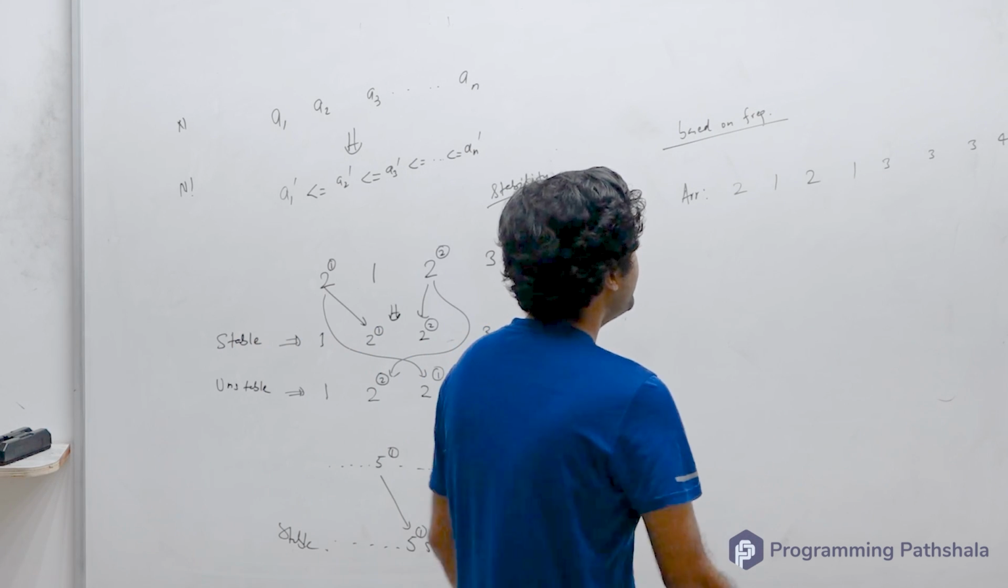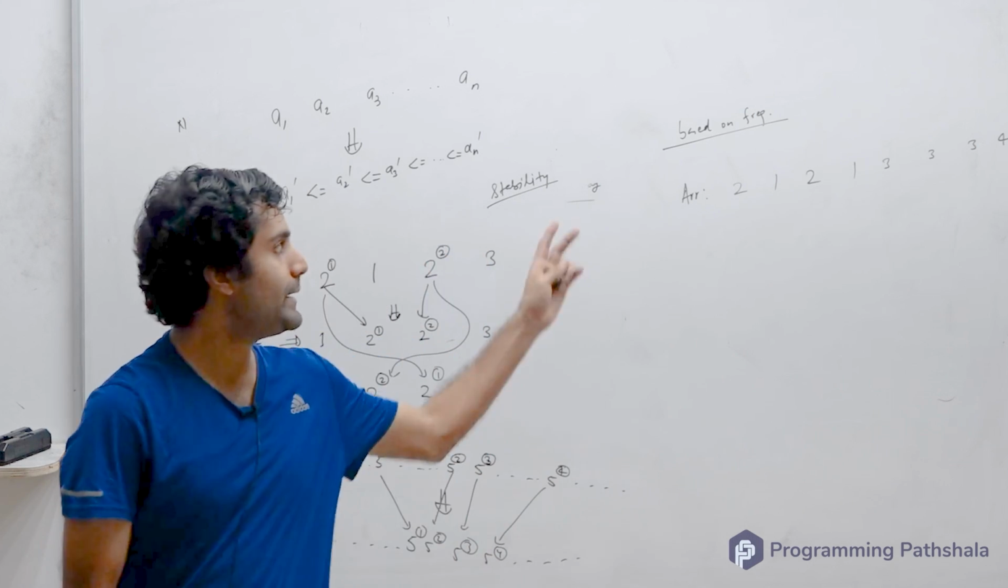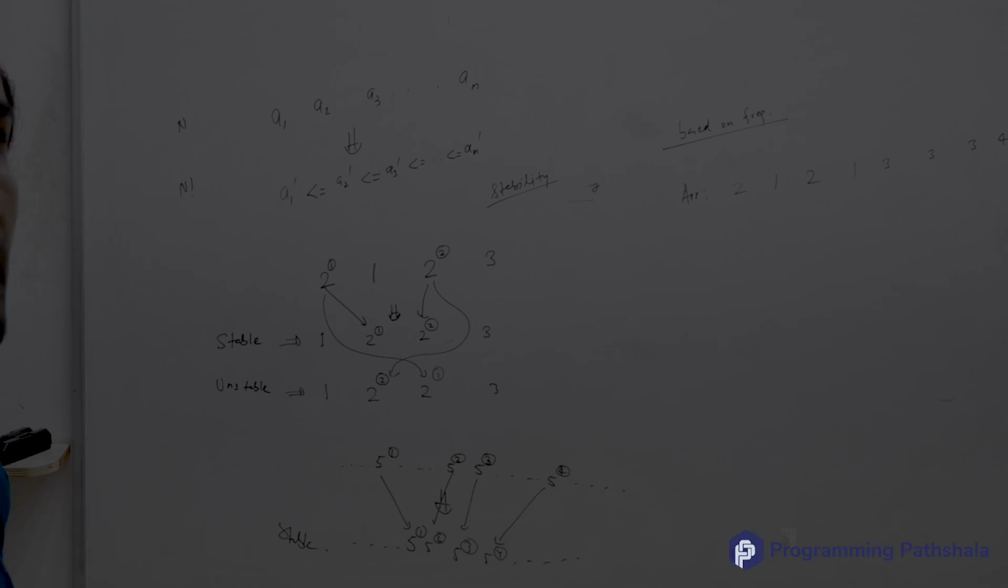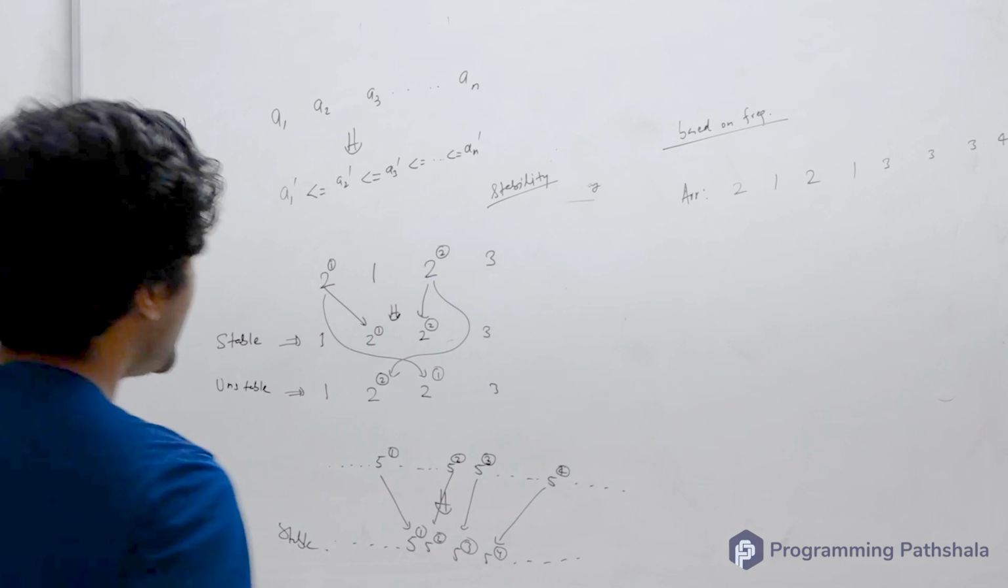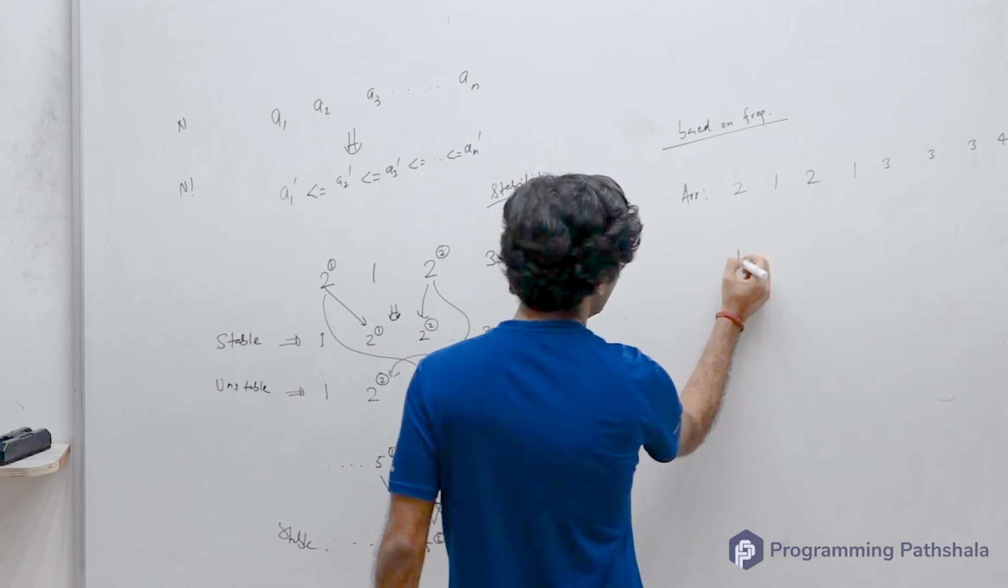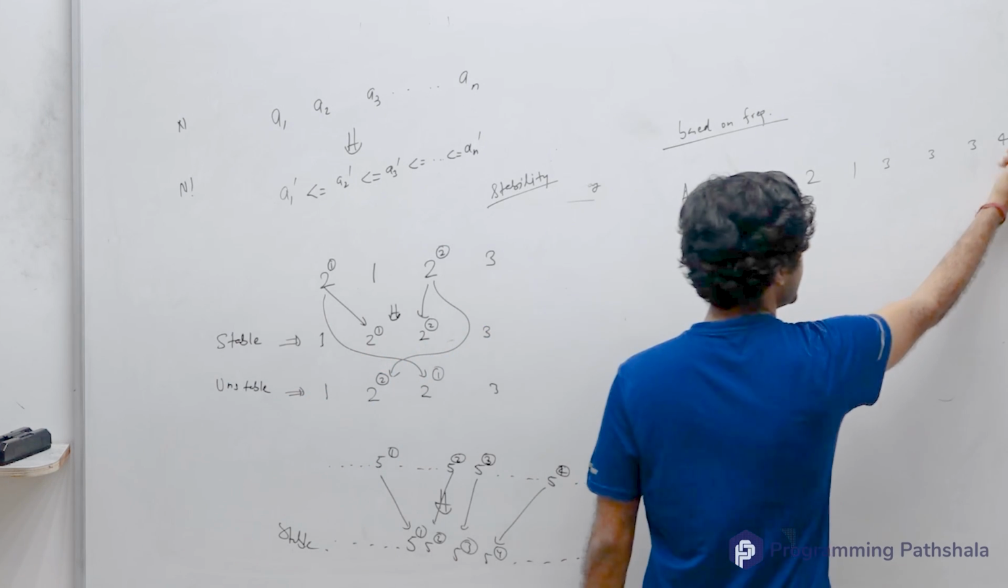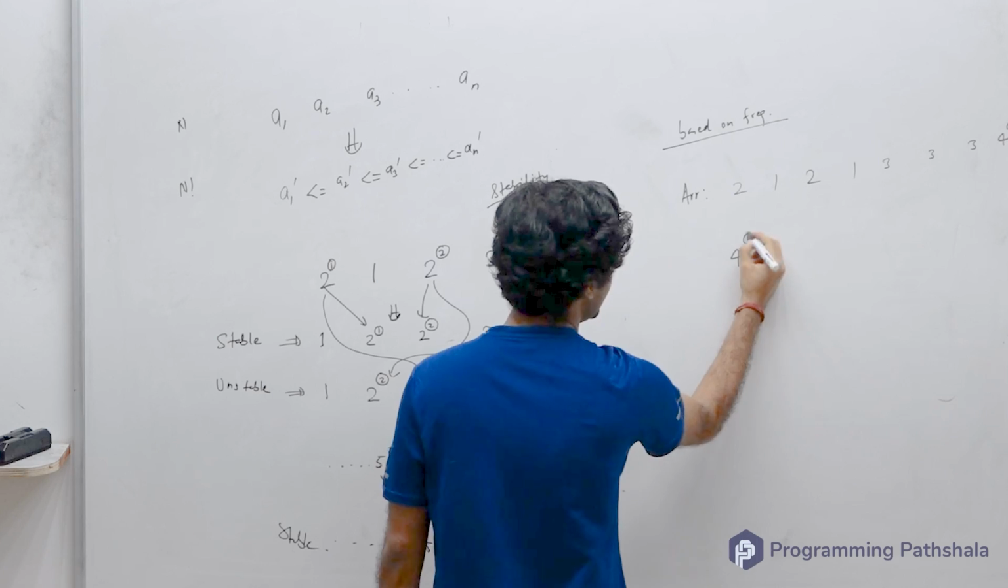So which element will come first? Which element has the lowest frequency in this array? 4 has the lowest frequency, so without doubt 4 will come. And why without doubt? Because there is just one occurrence of 4. Okay, so that one occurrence came over here.